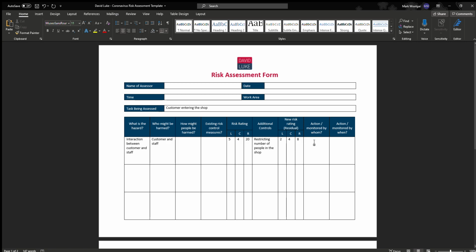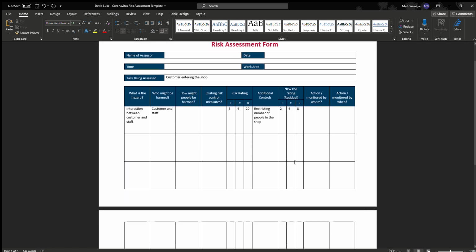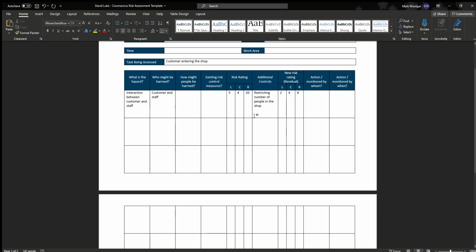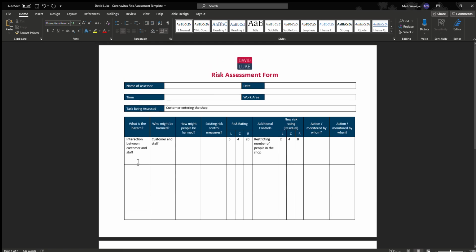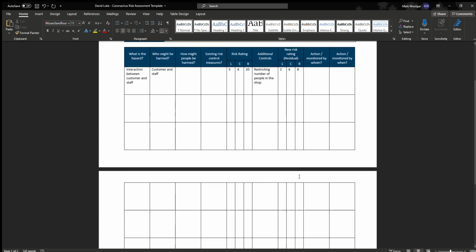Then you just need to note down who's responsible for monitoring that, and obviously that would be the person in charge of the store or that area of work, and then their job is to monitor it. It's ultimately the person responsible. So then it'd be running down, filling in all those hazards, giving them a score, and then putting the control measures in place, or documenting those control measures that are going to reduce it to a reasonable level.